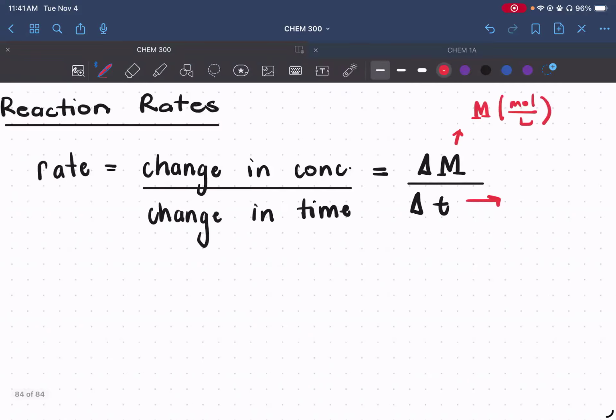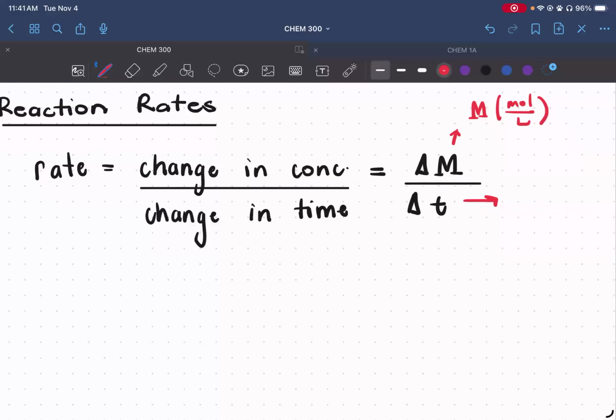But the thing about time is that, well, time can have any particular unit. Sometimes it'll be seconds, sometimes it'll be minutes, hours, days. I do know some reactions that have like a yearly check-in point. But this is a standard definition of rate. It is the change in concentration over the change in time.